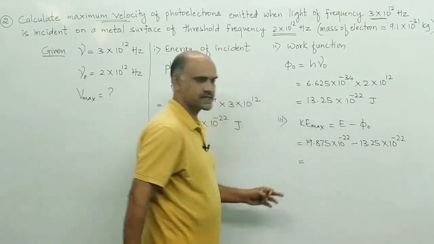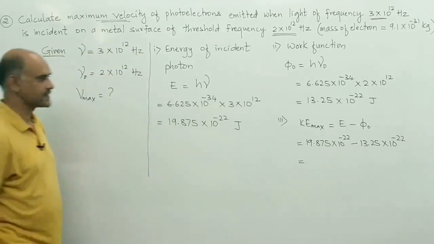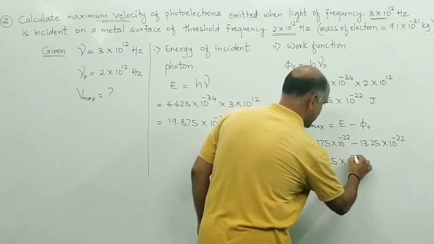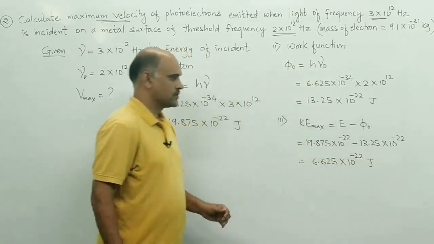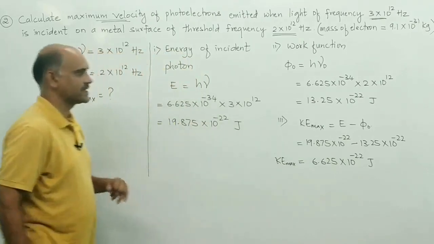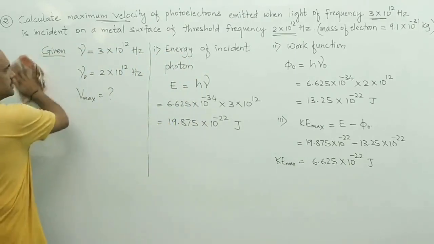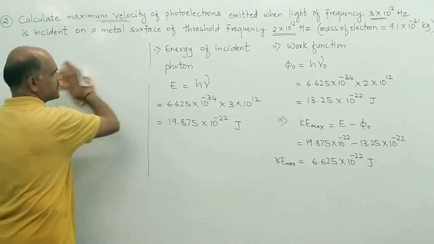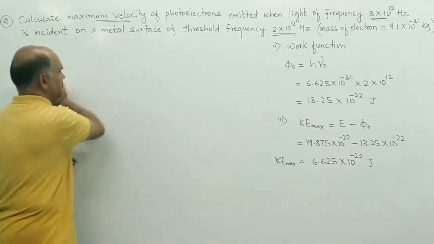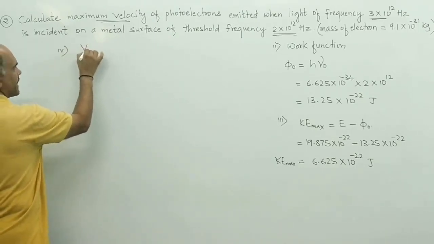So students, again use calculator and subtract this. If you subtract, you will have 6.625 into 10 raised to minus 22 joules. So now you have the kinetic energy. Now use the formula of kinetic energy, you will be able to get the maximum velocity of photoelectrons. So in fourth step, I will use formula of kinetic energy, that is half mv square. From that we will get maximum velocity. So fourth, Vmax we are required to find.